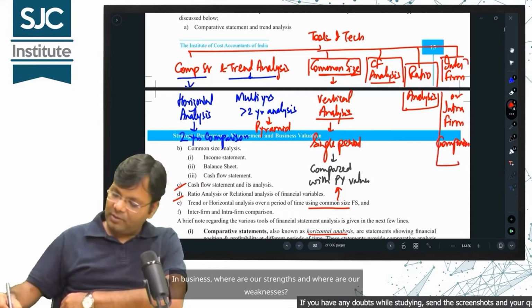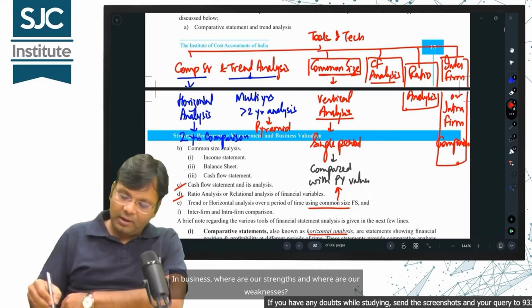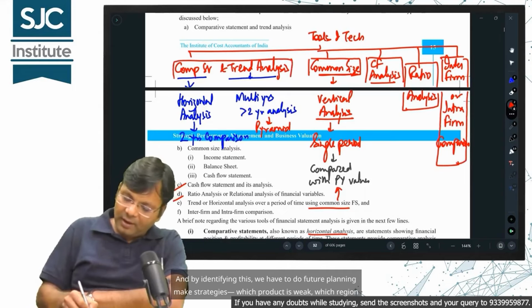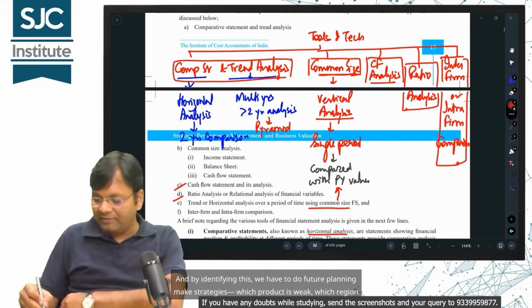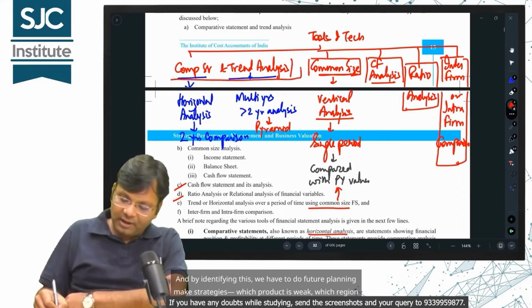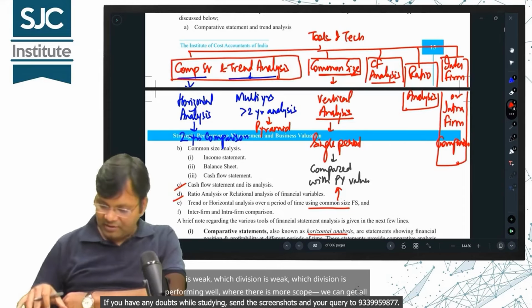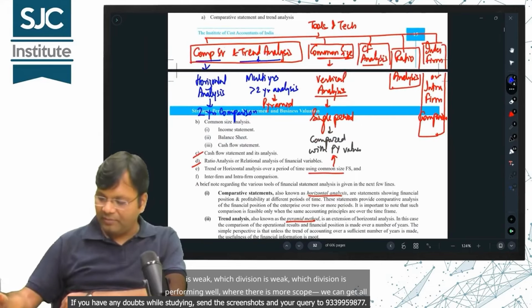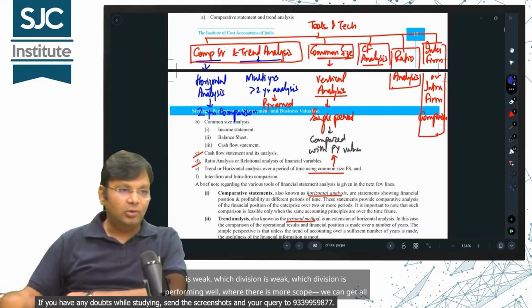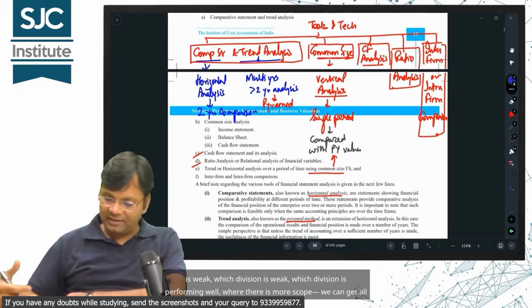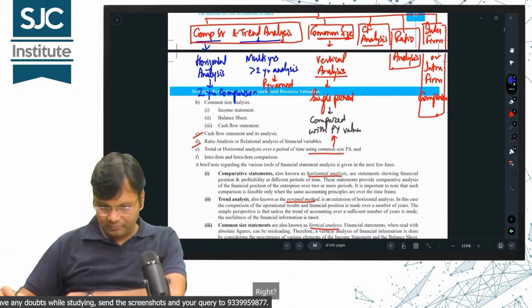In business, where are our strengths and where are our weaknesses? And by identifying this, we have to do future planning, make strategies: which product is weak, which region is weak, which division is weak, which division is performing well, where there is more scope. We can get all these ideas here. Right?